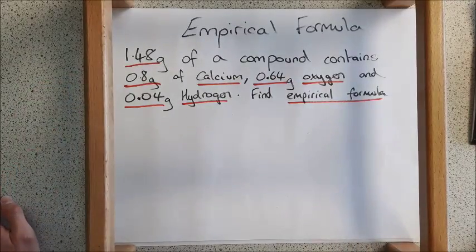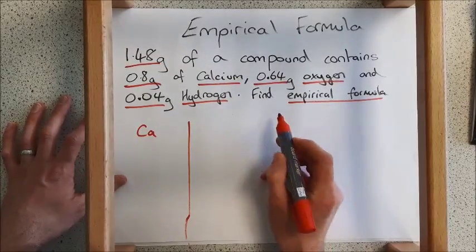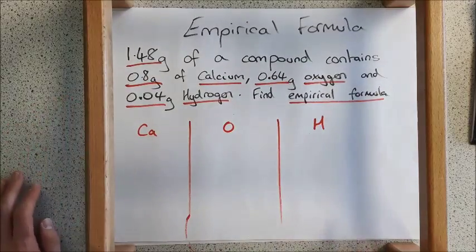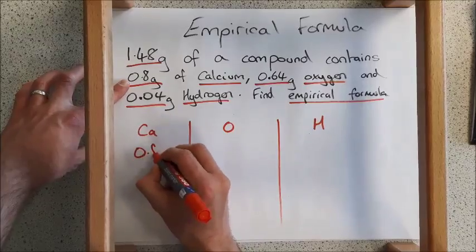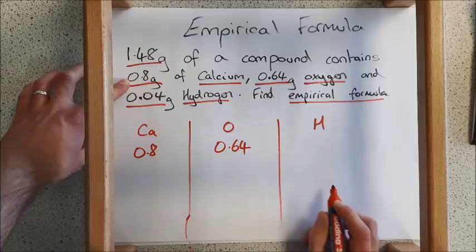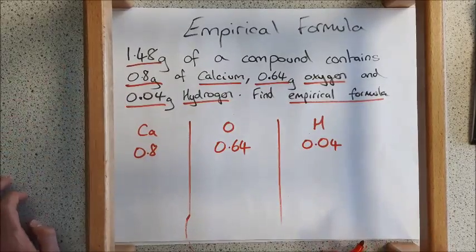So stage number one for empirical formula calculations, and I recommend you always lay it out this way, is to produce a column for each element that is in the question. So I've got calcium, I've got oxygen, and I've got hydrogen. That's the very first thing I do. Next thing is put in the numbers that they've given you from the question. So I've got 0.8 grams of calcium, 0.64 grams of oxygen, and 0.04 grams of hydrogen.